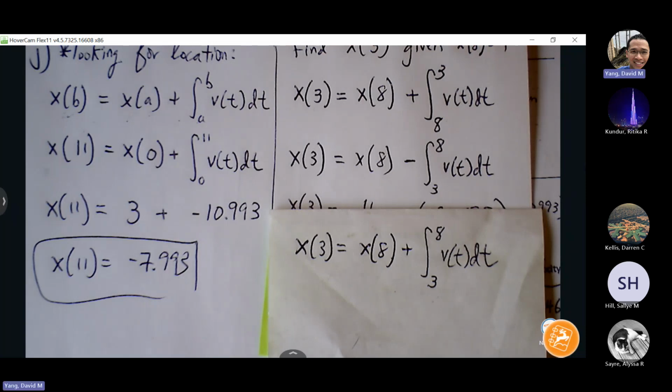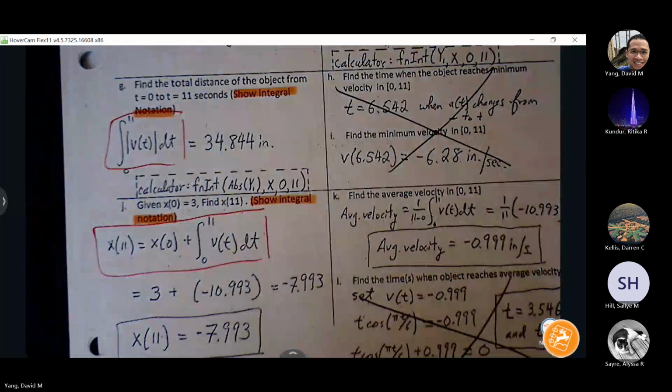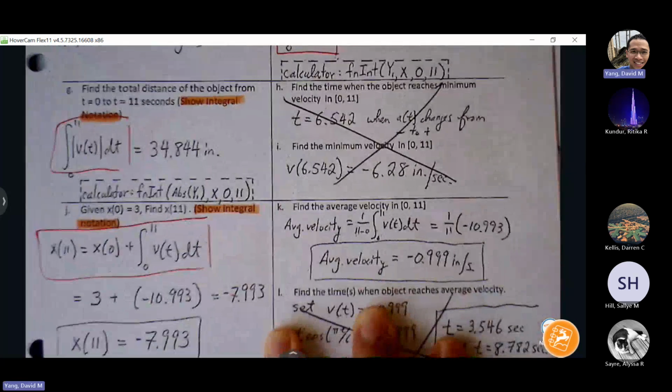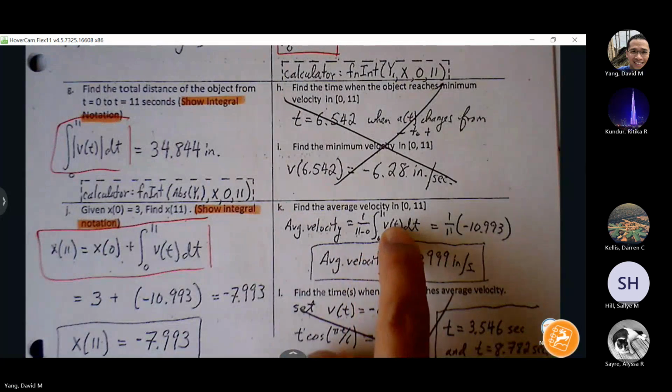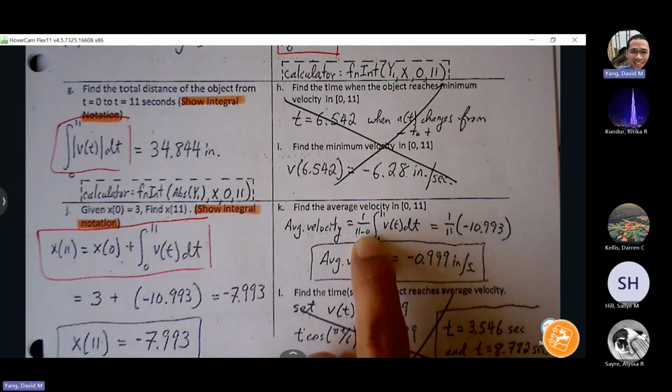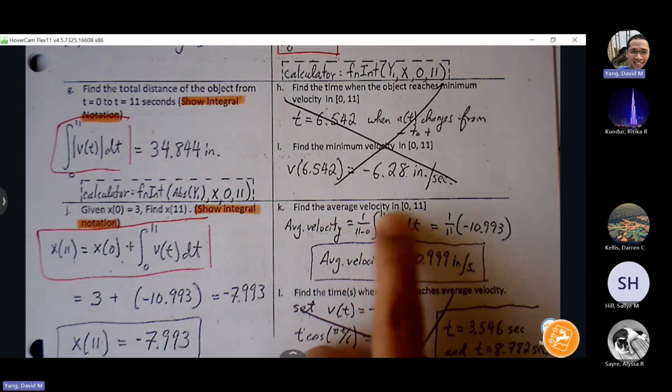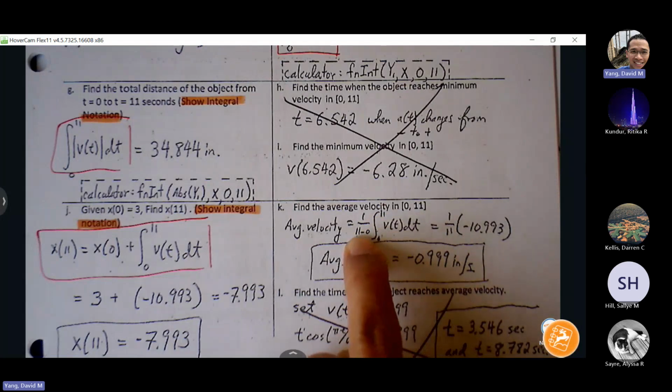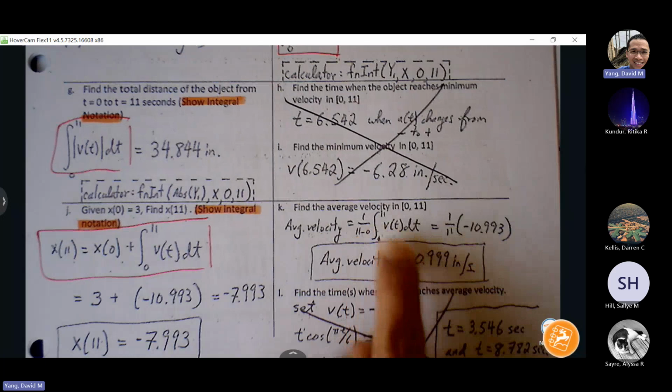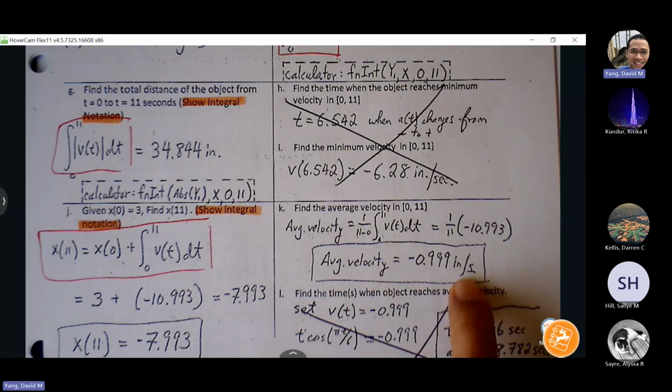Okay, oh, and then the last part is average value theorem. Average velocity is the area divided by the width. So this is in terms of inches. We divide by 11, which is seconds. So average velocity, we're back to inches per second.